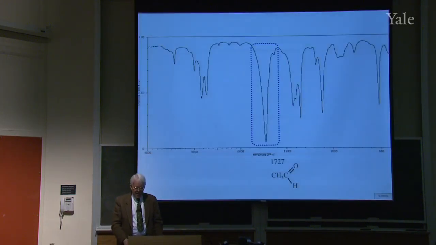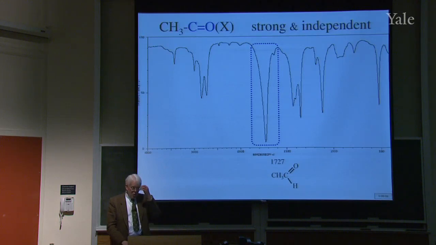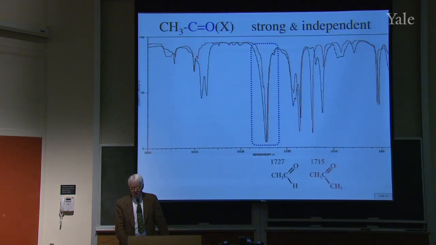So here's a ketone, or pardon me, an aldehyde, acetaldehyde. Notice how very strong a peak it is, right? It's strong and it's independent. It doesn't mix much with its neighbors. Okay? Now, there's a ketone, acetone. Notice it's about 12 wave numbers lower in frequency, but that's reproducible. The ketones would come at a little higher frequency, aldehydes at a little lower frequency, or pardon me, vice versa, so you can tell which is which.